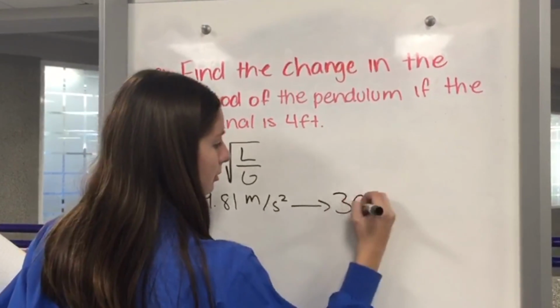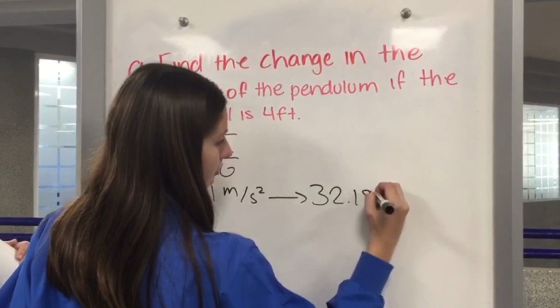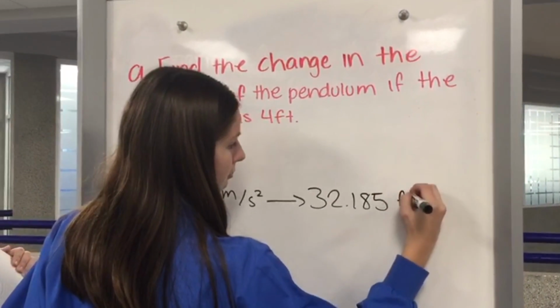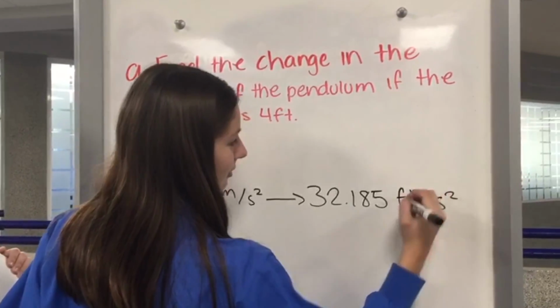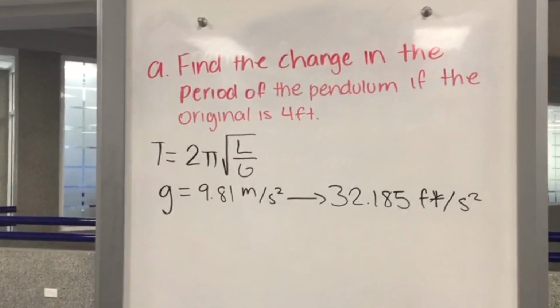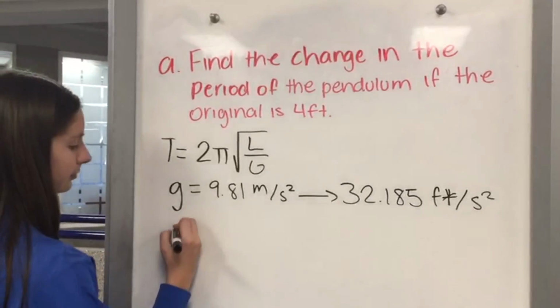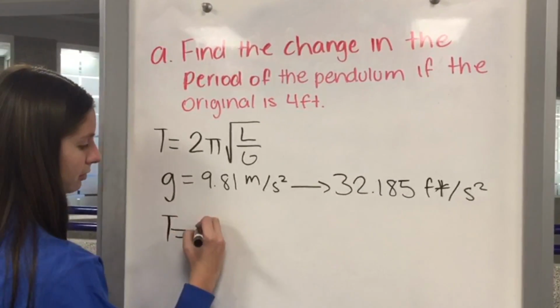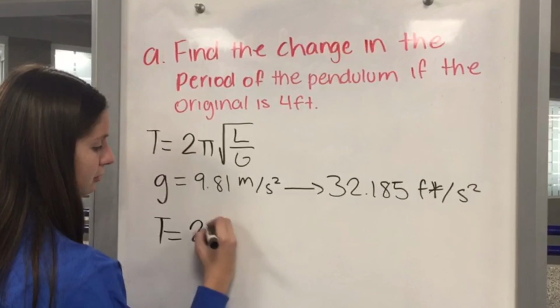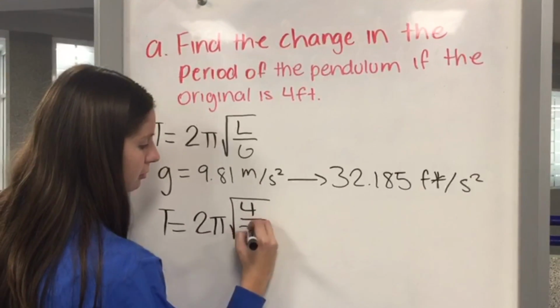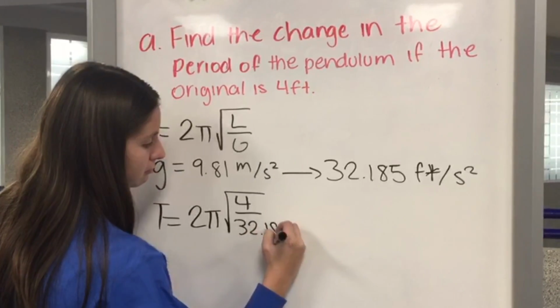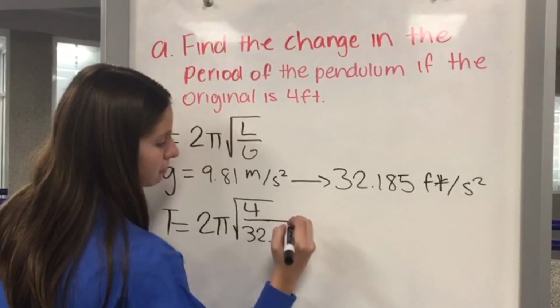Then, we need to insert the given values into the formula. T equals 2 pi times square root of 4 divided by 32.185, which gives you as an answer 2.215 seconds.